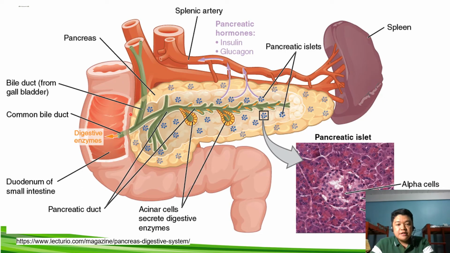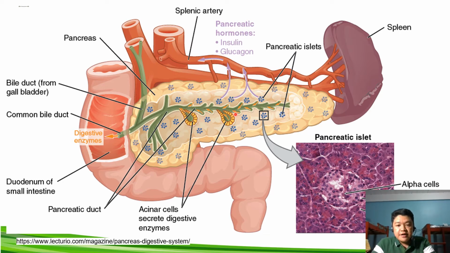So we have here the structure of the pancreas, now showing the two major parts of the pancreas, which are the exocrine portion and the endocrine portion. For the exocrine portion of the pancreas, we have here the acinar cells. The acinar cells are called acini because of their grape-like structure.